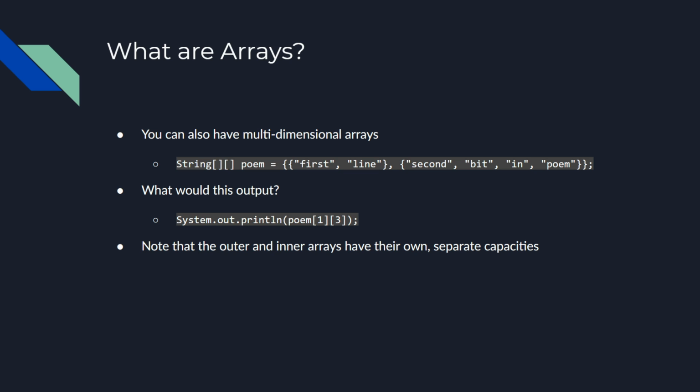Right. Good question. So in this case, the Java compiler will look at the size of this initial array, and it will set the capacity to that. Cool. Very good question. Any other questions before we go forward?